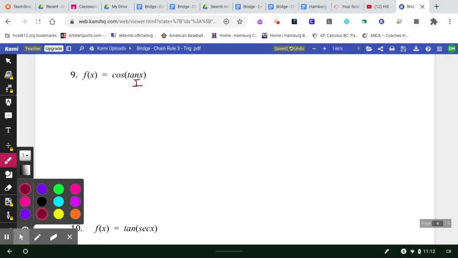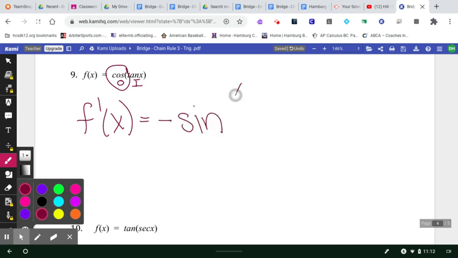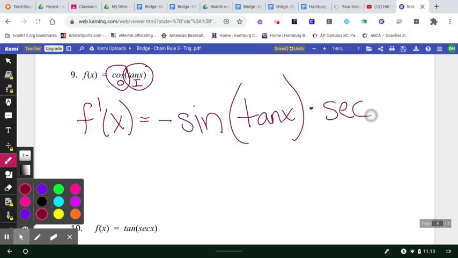Inside, outside. So we're just going to talk through it. Derivative of the outside. The derivative of cosine starts with the c, so it's negative sine. Keep the inside times the derivative of the inside. And the derivative of tangent, remember tangent and cotangent are one term squared, so the derivative of tangent is secant squared.